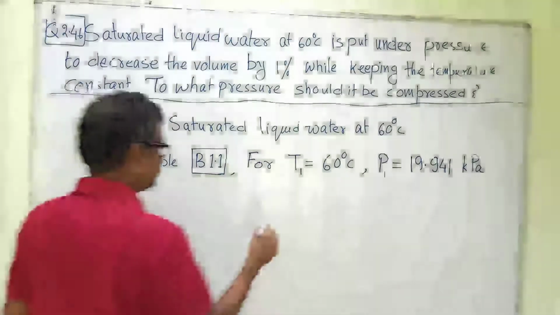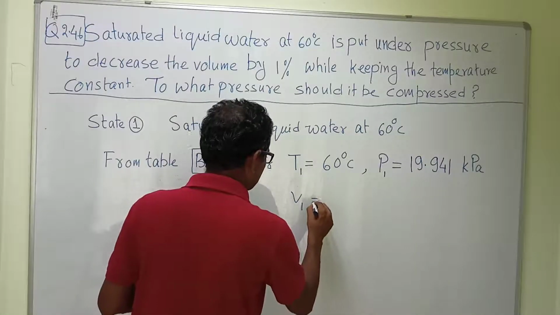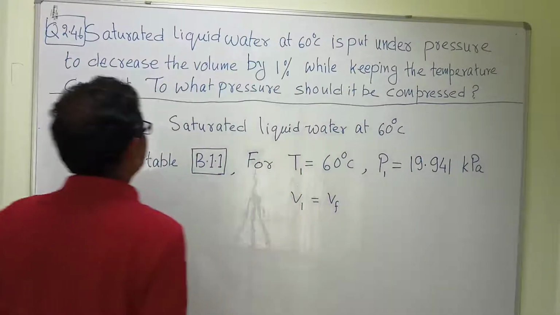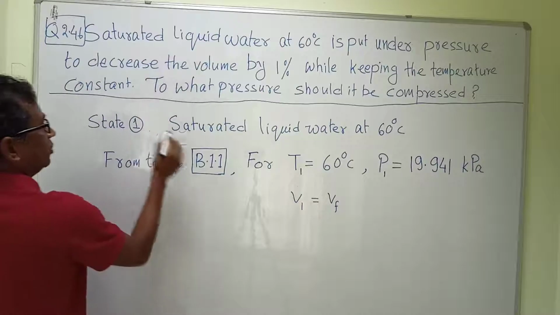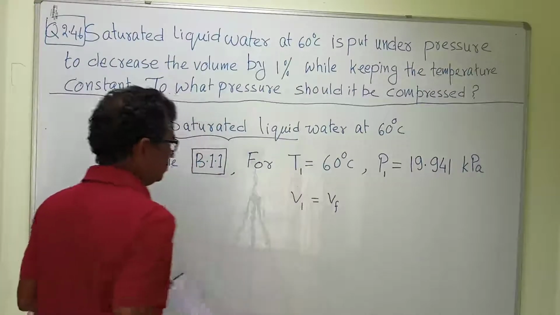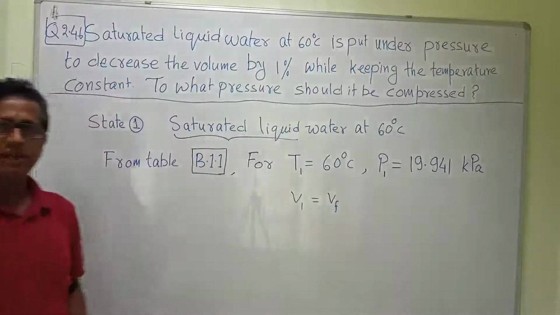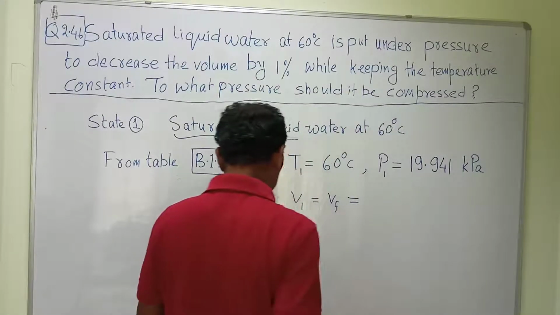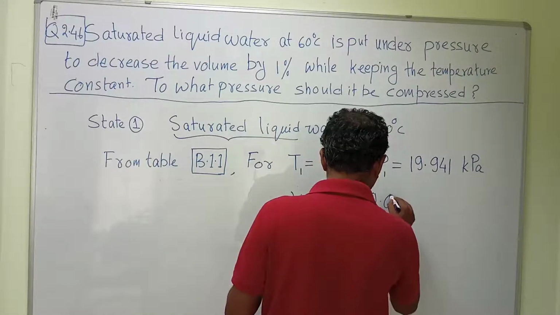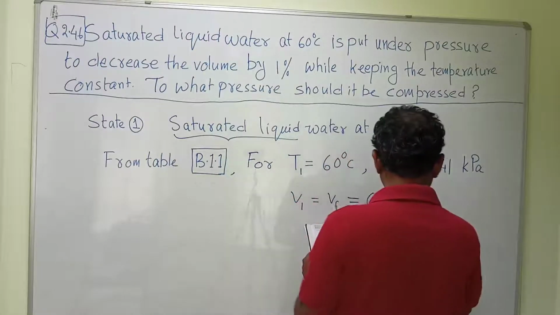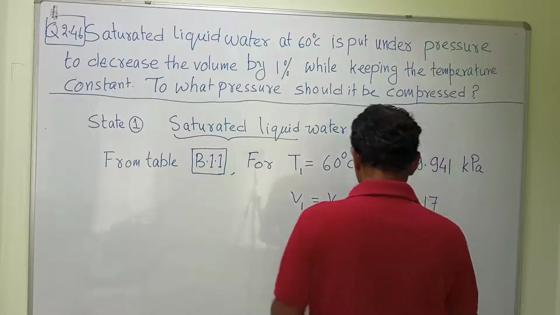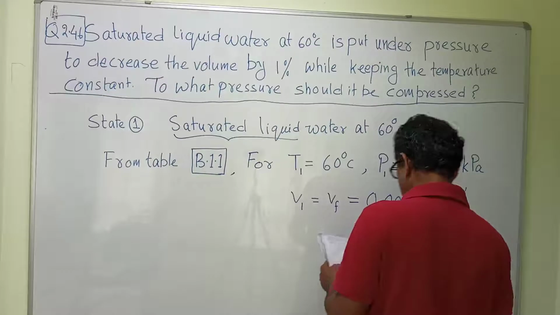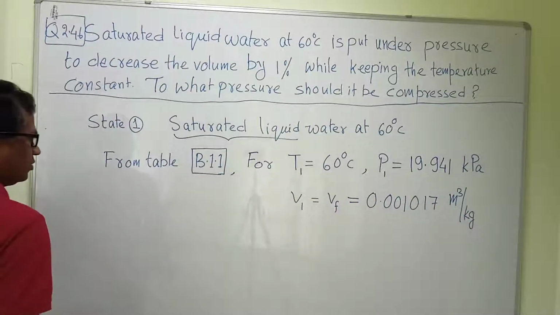And the V1 is the VF. It is VF because it is saturated liquid. If it is saturated vapor, then it will be VG. So VF is equal to, from the table, 0.001017 meter cube per kg. This is all about state 1.